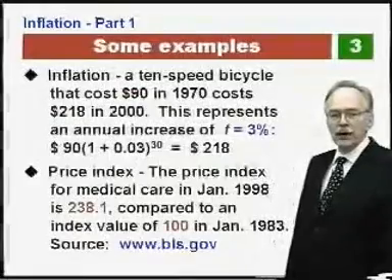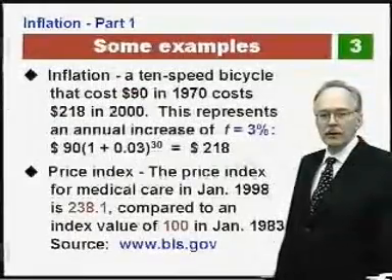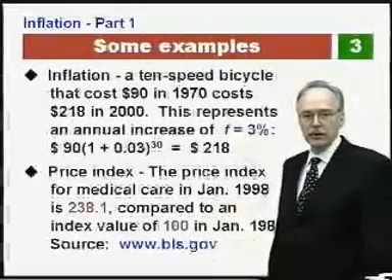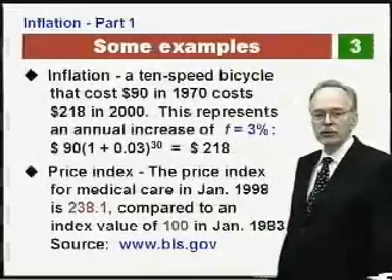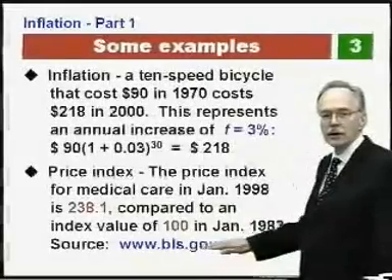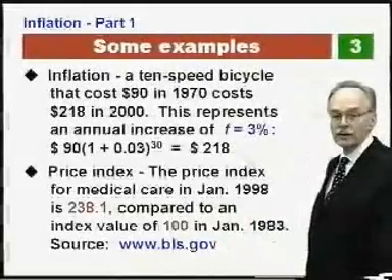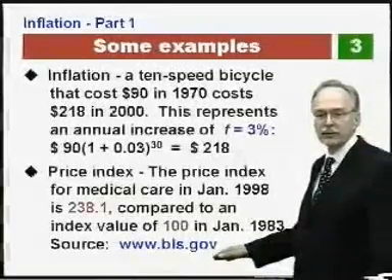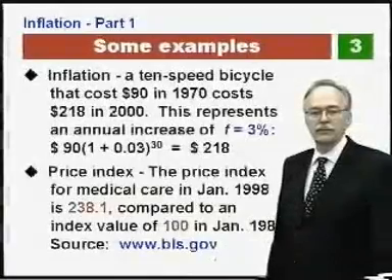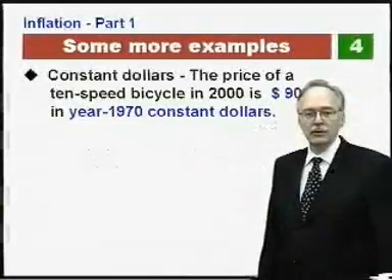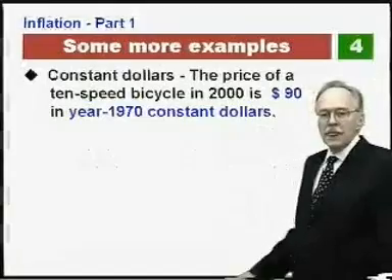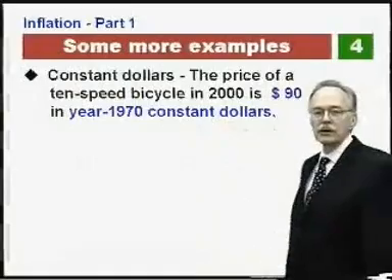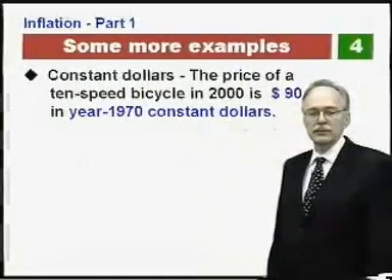Let's look at another example, a price index for medical care. Well, in 1998, the price index for medical care was 238.1. That's compared to an index value of 100 in January of 1983. Where did this information come from? It came from a website, BLS, Bureau of Labor Statistics. Well, let's continue with these examples. Price of the 10-speed bike in the year 2000 is $90 in year 1970 constant dollars.